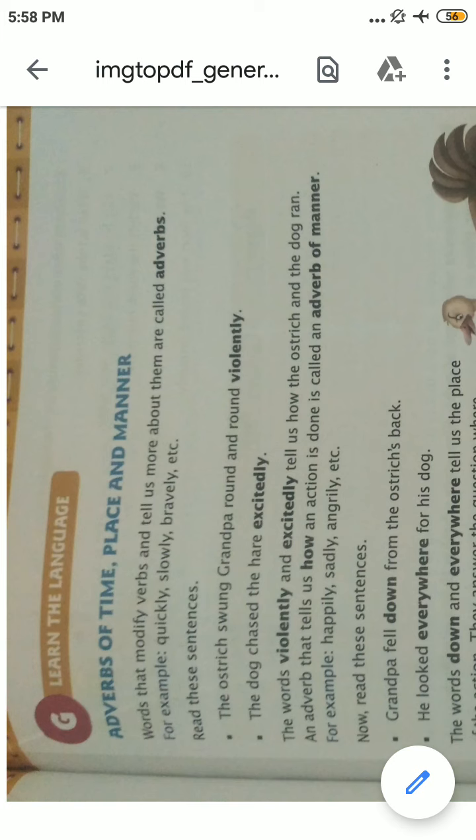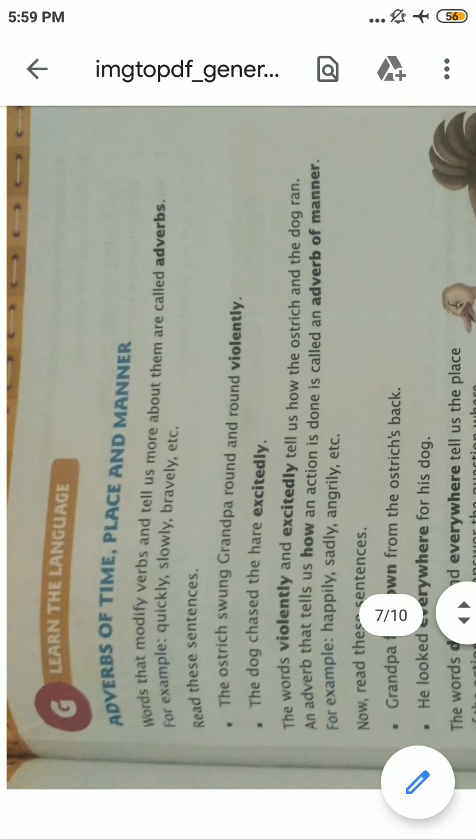For example, run is a verb. Run is the work that we do. So if I say run quickly, quickly is added with run and it is modifying run and telling more about run. Like, how do you run? I run quickly. So read the sentences.